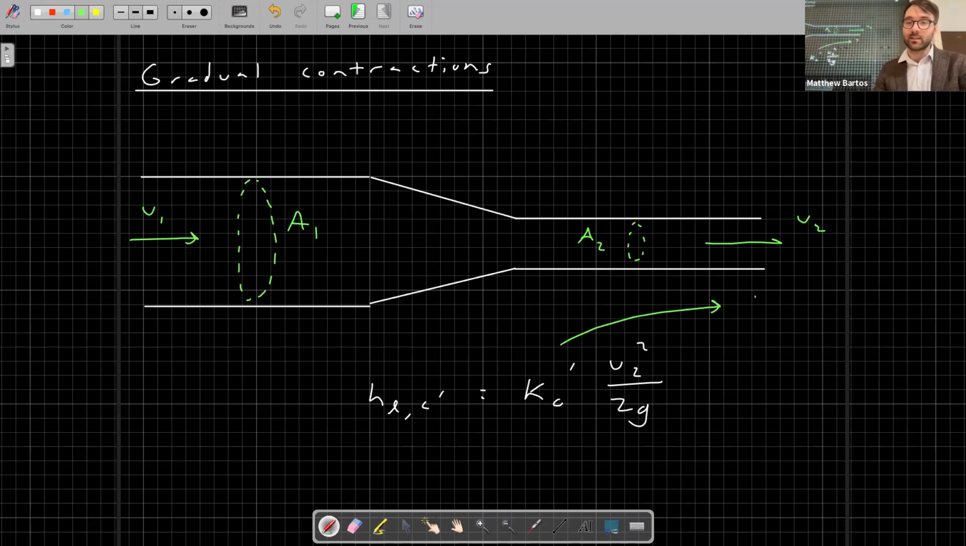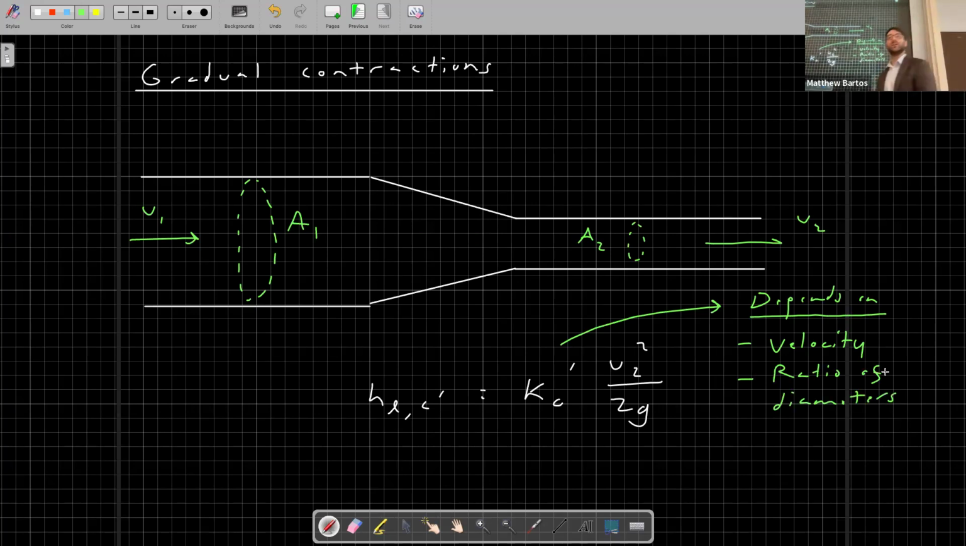So this depends on the same quantities as used for kc. So velocity depends on the ratio of diameters. But it also depends on something else. Can anyone guess what else it will depend on for this case?